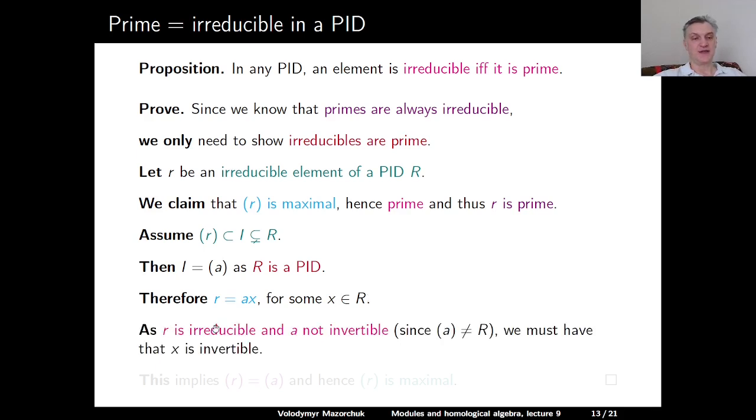Since R is irreducible and the element A is not invertible, because the principal ideal generated by A is assumed to be different from the whole ring R, it follows that x must be invertible. But then this implies that A is equal to R times x inverse, and so the ideals generated by A and R coincide. And this proves exactly that the ideal generated by R is a maximal ideal.